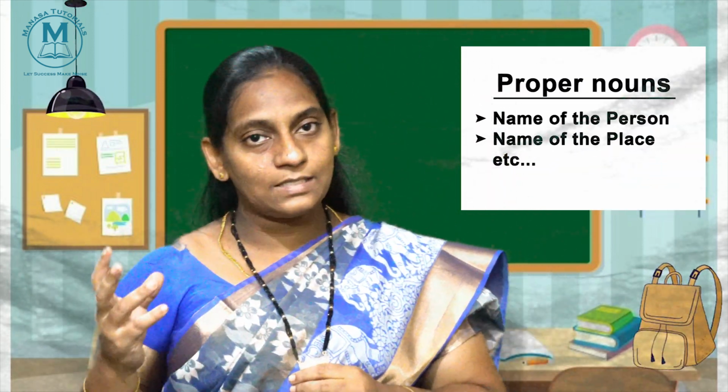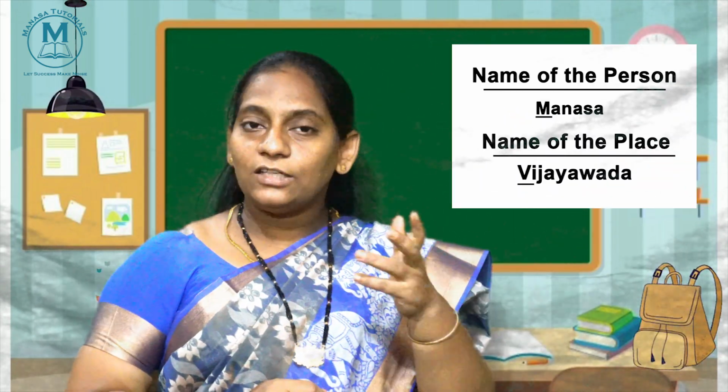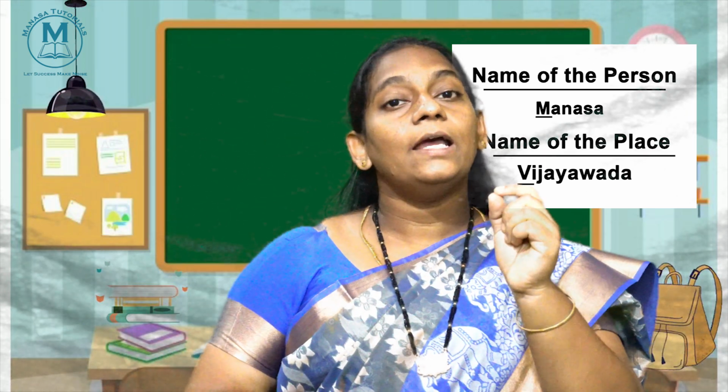In the same way, whenever we are writing proper nouns. What are proper nouns? The name of a person, the name of a place, it may be a thing. These are called proper nouns. So all the proper nouns should be written with a capital letter. For example, if we are writing some person's name, like my name, Manasa, my name should start with a capital letter.